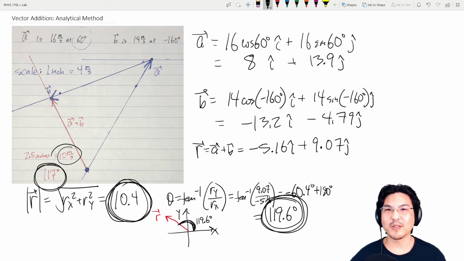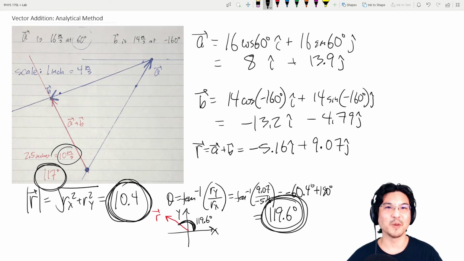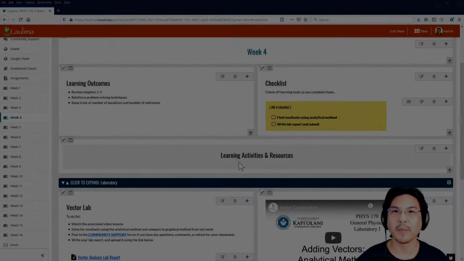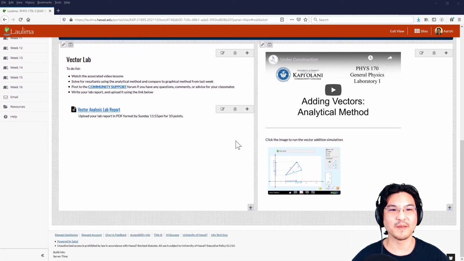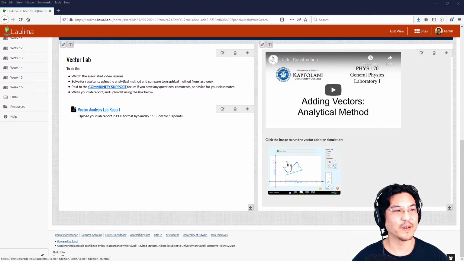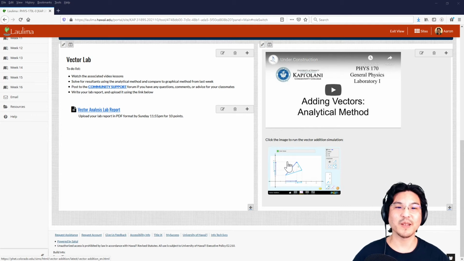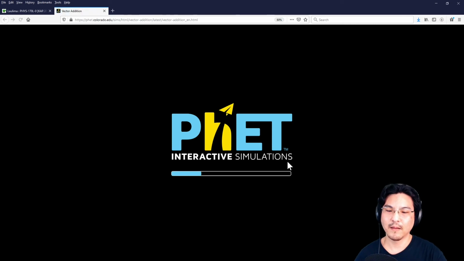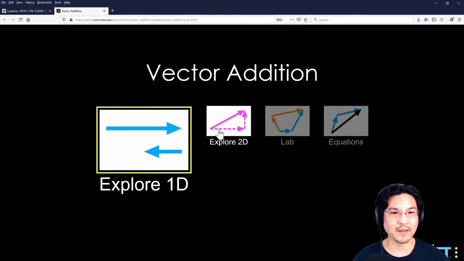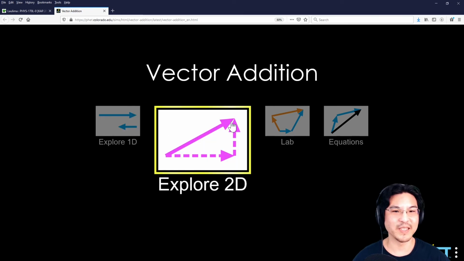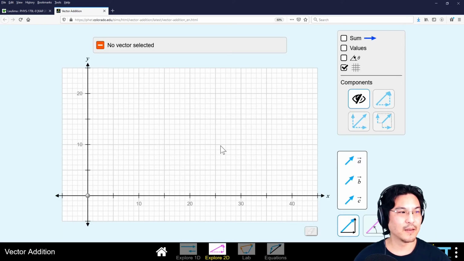Okay, let's try this using some simulations. So let's switch back over to Laulima. Okay, back in Laulima, if you scroll down a little bit, you see this link over here, which takes you to a simulator. So just give it a try. Okay, and then let's use this one, Explore 2D.